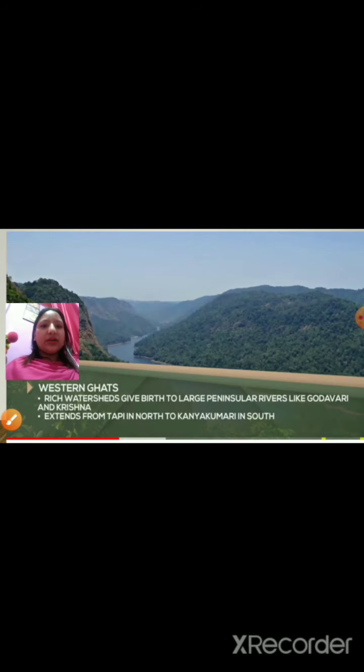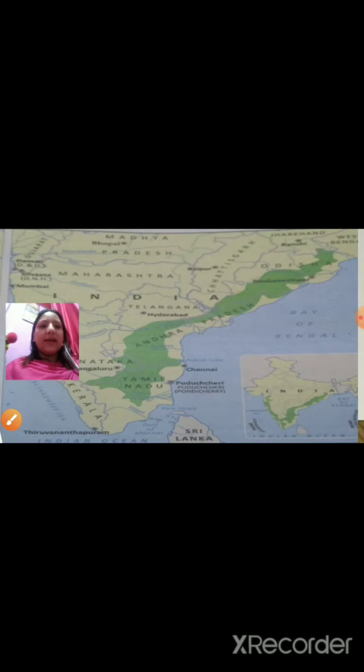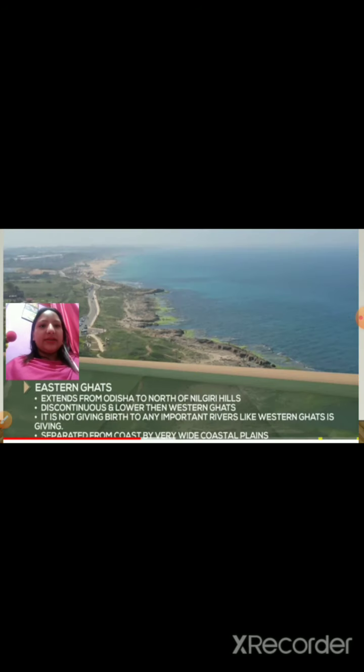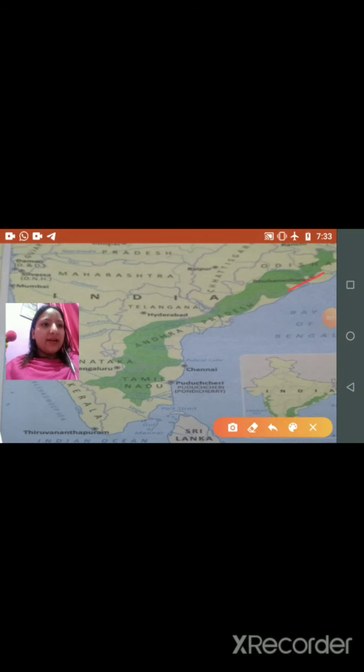Let us move to the Eastern Ghats. Now we will see the Eastern Ghats. This is the pictorial view of the Eastern Ghats. Now we will look into the map. See here, this is our Eastern Ghats.